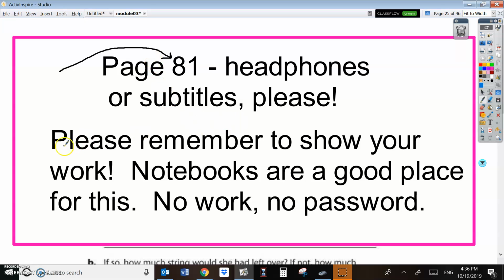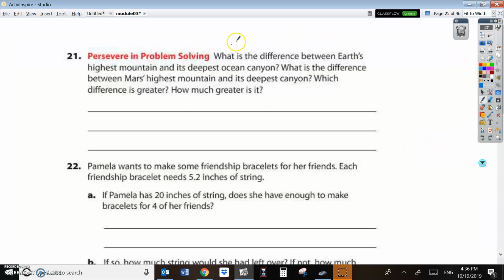Headphones or subtitles, please. Also, please remember to show your work. Notebooks are a good place for this. No work, no password. Okay, so what is the difference between Earth's highest mountain and its deepest canyon?